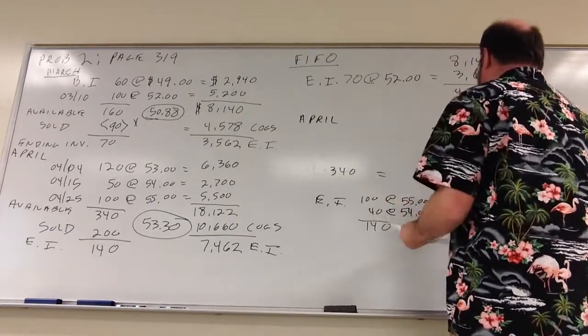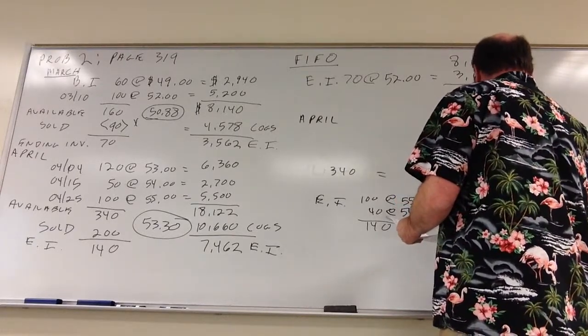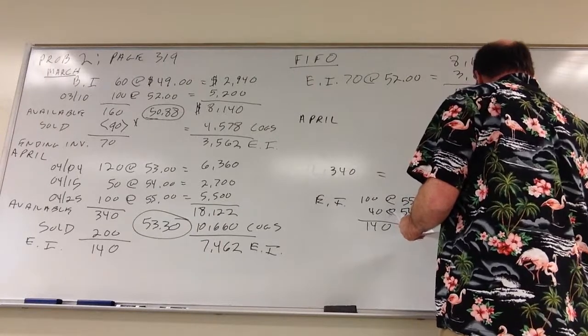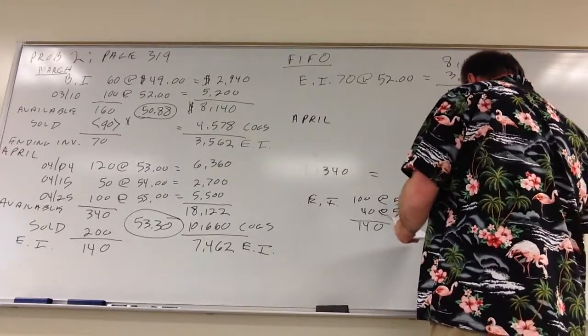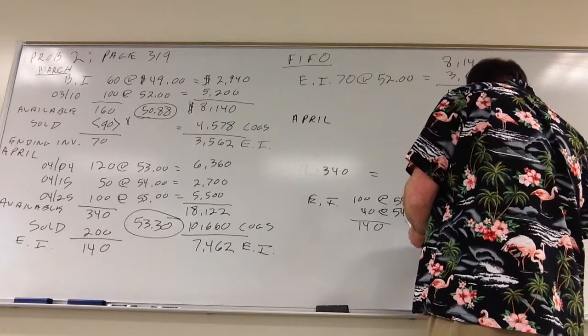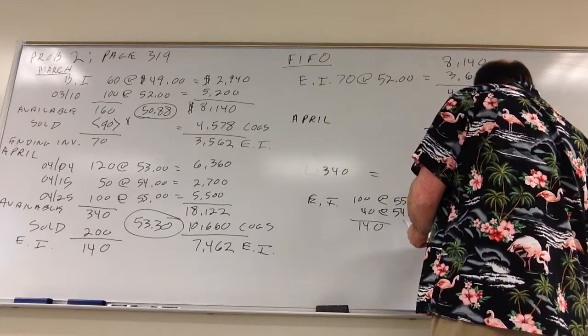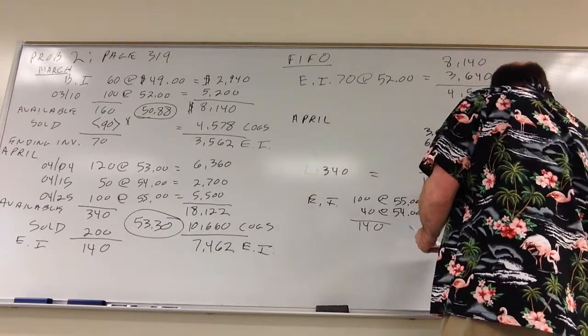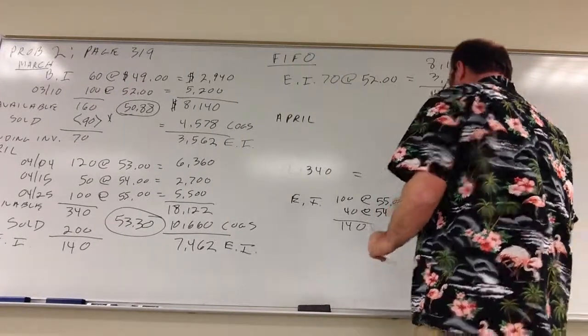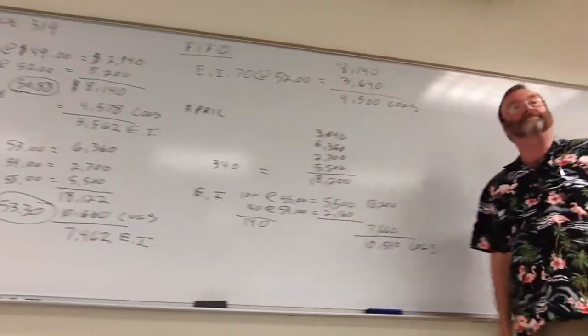We still have 18,200 in total. So cost of goods sold now is 10,540. Not a problem.